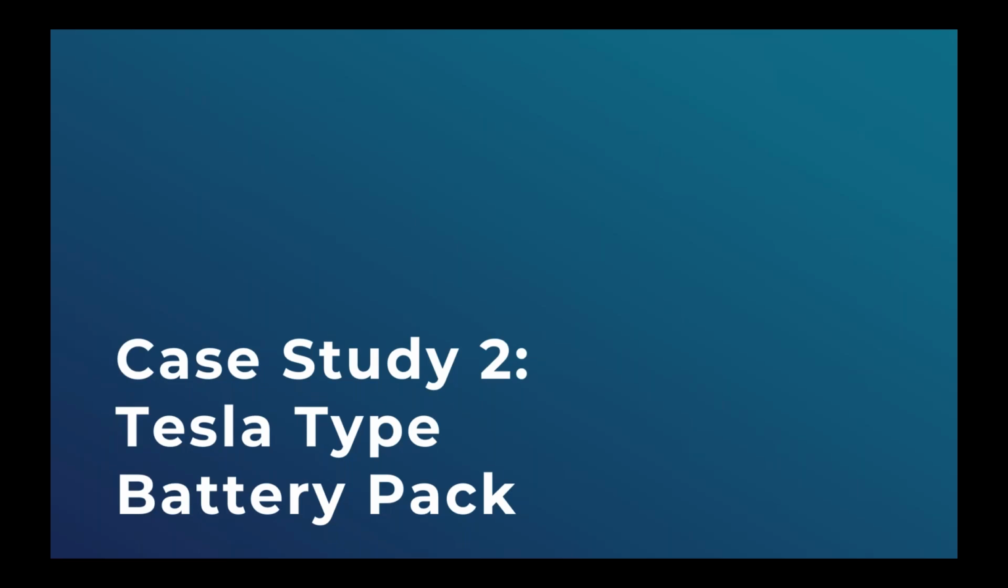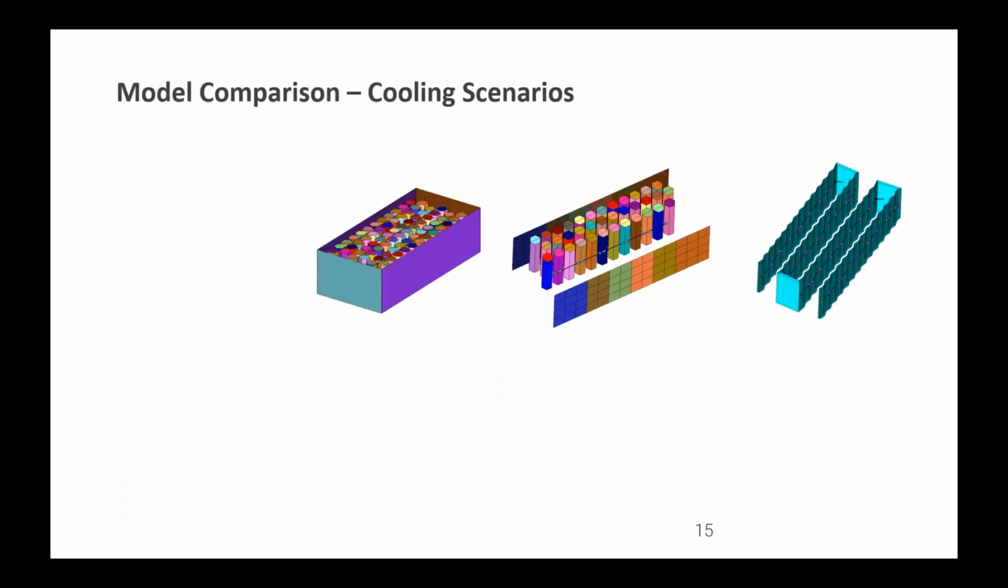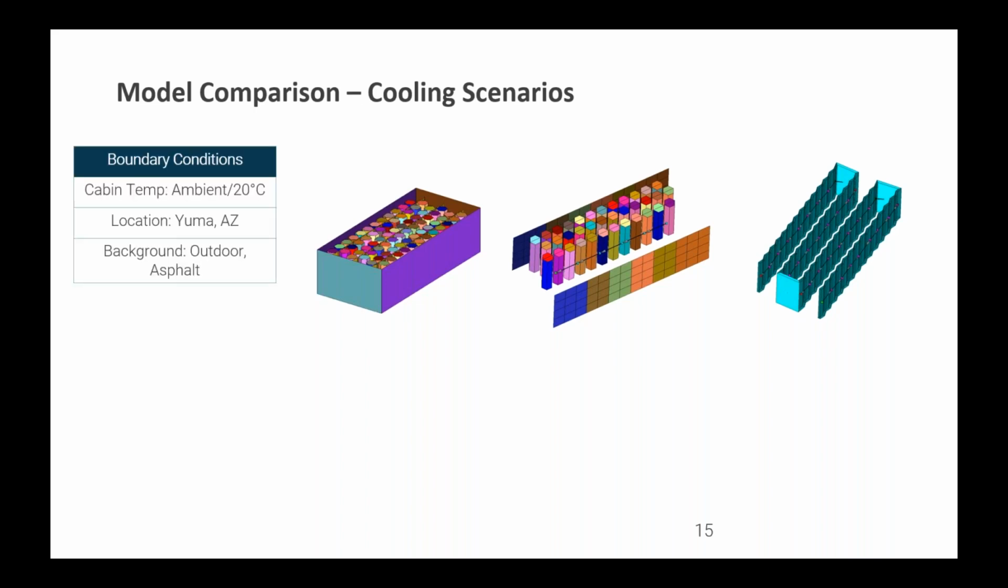The next case study I'm going to go through is the Tesla type battery pack. So we've taken a piece of a Tesla module here with 18650 cells and connected them with 3 different cooling strategies. So the boundary conditions are that the ambient temperature in the cabin is either the ambient temperature of the outside or it's 20 degrees Celsius.